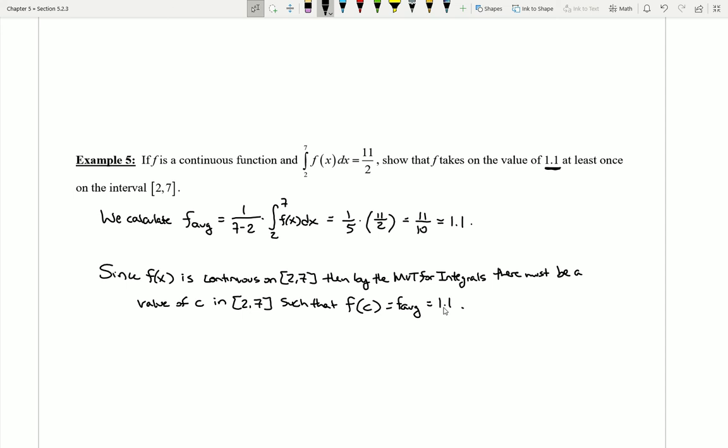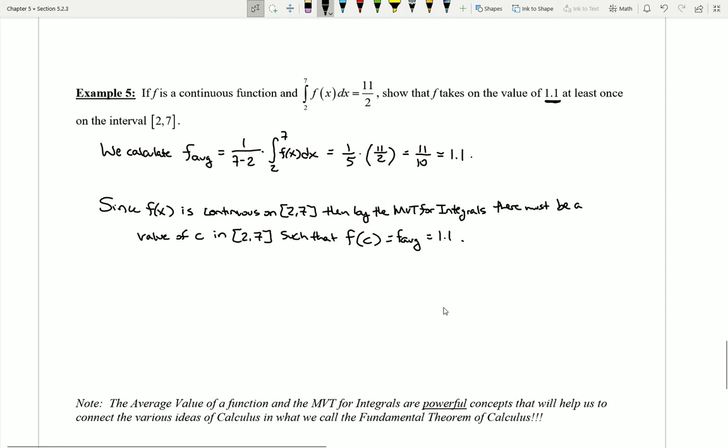And that's pretty good. Now, this whole section may seem a bit strange. Why have we decided to start to talk about the average value of a function? And as you see down here in this final note, the average value of a function and the mean value theorem for integrals are actually extremely powerful concepts that will help us to connect a lot of the different ideas that we've talked about in calculus thus far. And we'll summarize them in the next section in what we call the fundamental theorem of calculus.